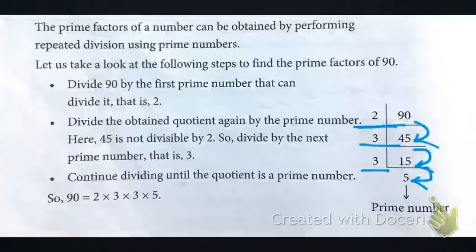So now what you have to do to find the prime factorization? You have to multiply these numbers, 2 into 3 into 3 into 5. You must be thinking we do that to find the LCM. Yes students, we do the same procedure to find the LCM. In this chapter we will also study LCM and HCF.